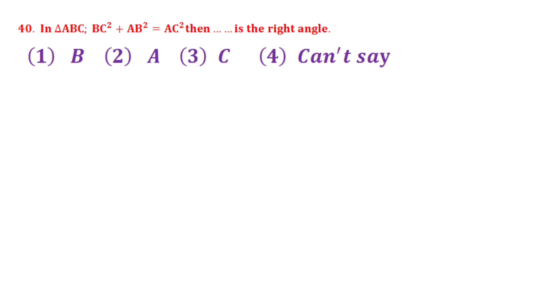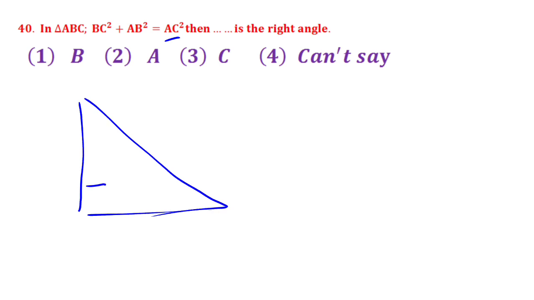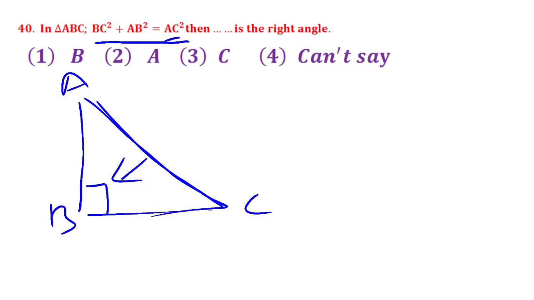In triangle ABC, BC square plus AB square equals AC square, then dash is the right angle. Which angle is the right angle? Triangle ABC is following the Pythagoras theorem, so AC is the hypotenuse. Let's draw the right angle triangle. Here is 90 degrees. AC is the hypotenuse from this equation, it is very clear. Here is B. AC is the hypotenuse, so its opposite angle is B. So option 1 is the right angle.